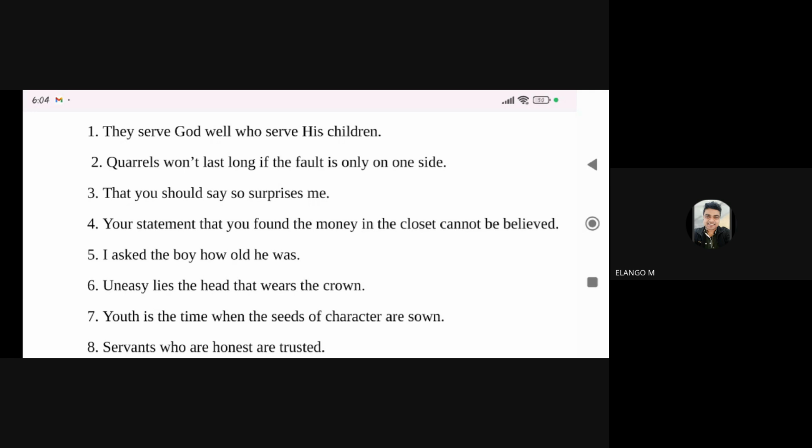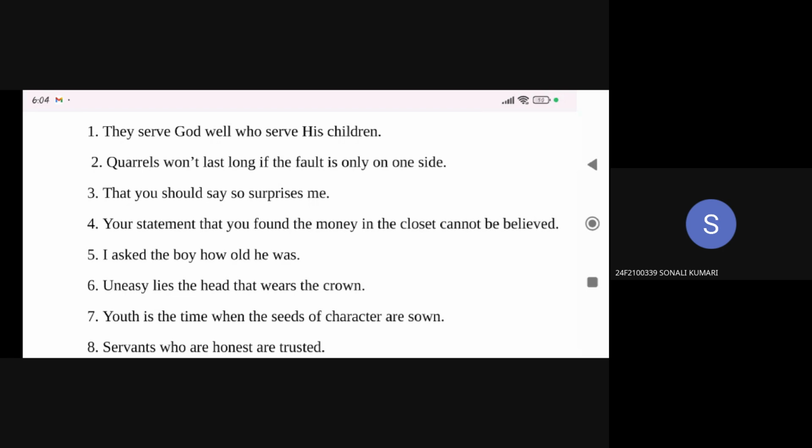And then second one, quarrels won't last long if the fault is only on one side. If the fault is only on one side. Correct. And what kind of subordinate clause is this? Adverbial, right? Because it gives a reason. So adverbial.